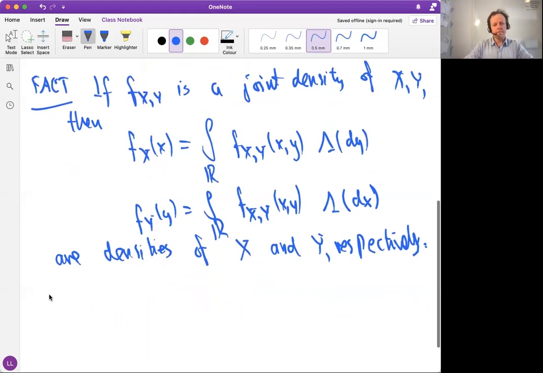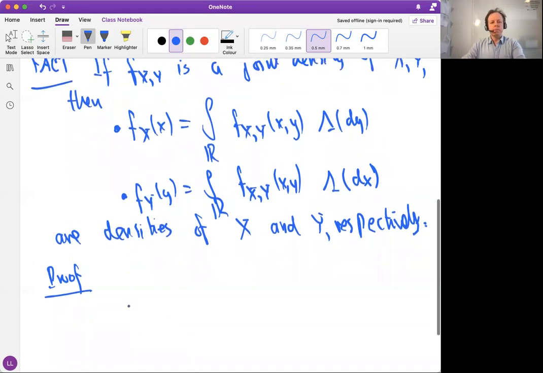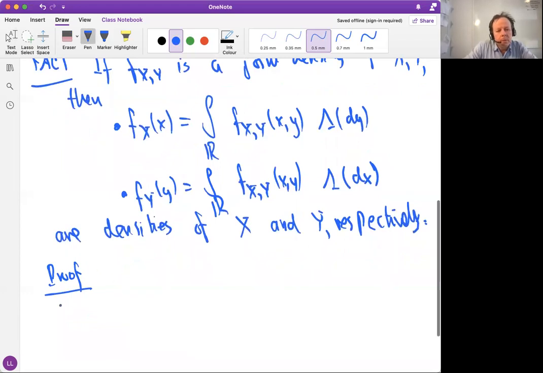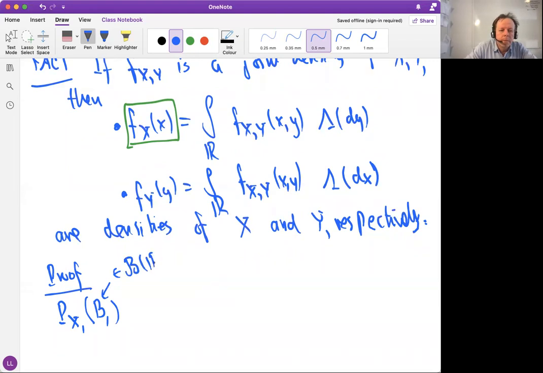How to prove this in our current setting with the Lebesgue measure? Let's see. What we want is that we can represent the law of X using this density f_X. And let's look at how the law of X behaves. So let's take some Borel set here. This is a usual Borel set of the real line, and then let's see what this gives us.